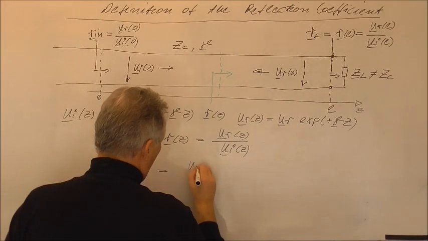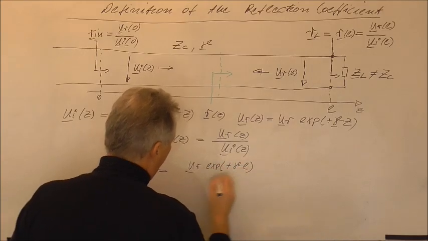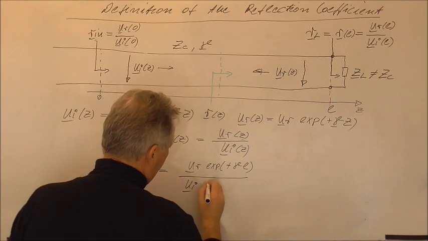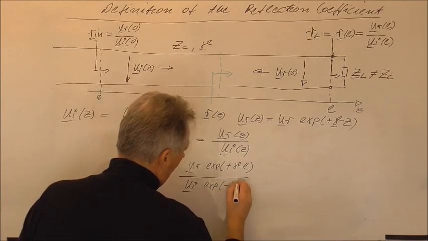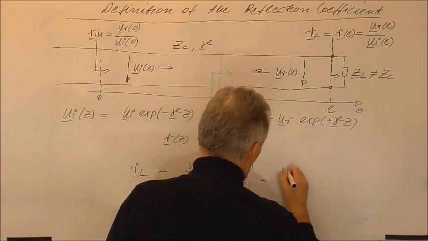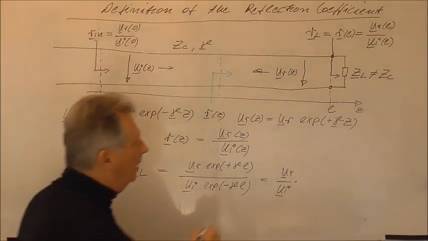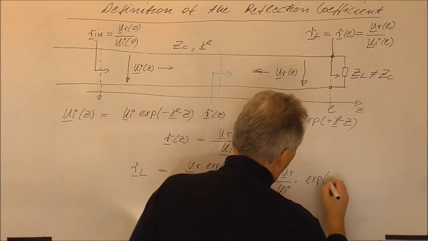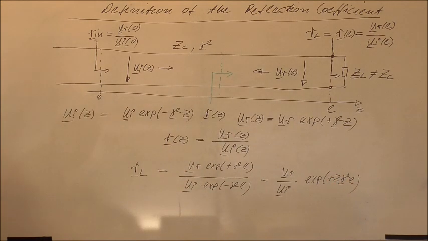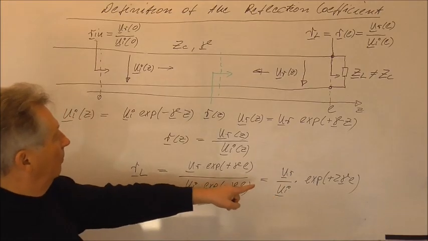This is UR times the exponential function of plus gamma times L divided by UE times the exponential function of minus gamma times L. And we can rewrite this expression as UR over UE multiplied now times the exponential function of plus 2 gamma times L.